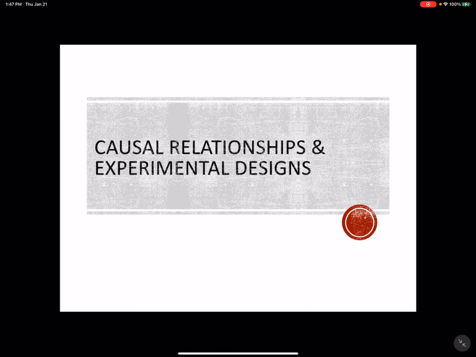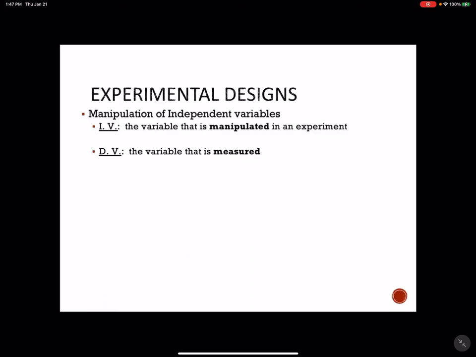So we're trying to hold variables that we think might be alternative explanations. We are controlling for them. And in a minute, you'll see what I mean by controlling. We've got a couple different ways we do that. So what is the hallmark of an experimental design?